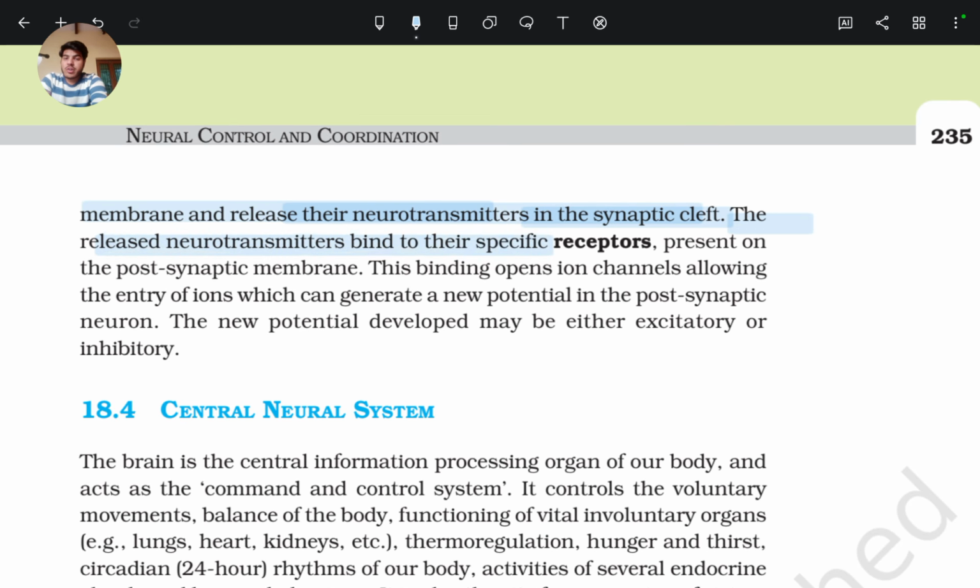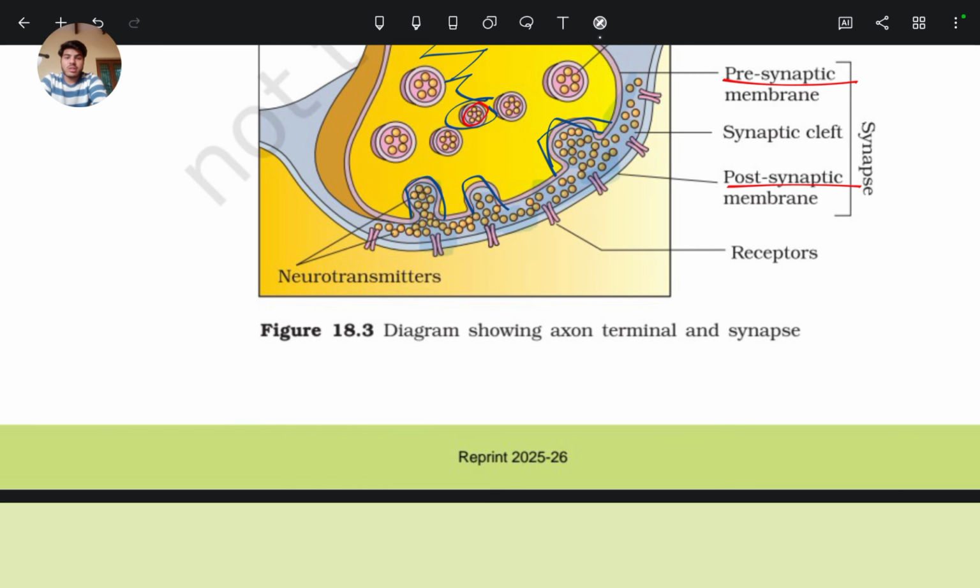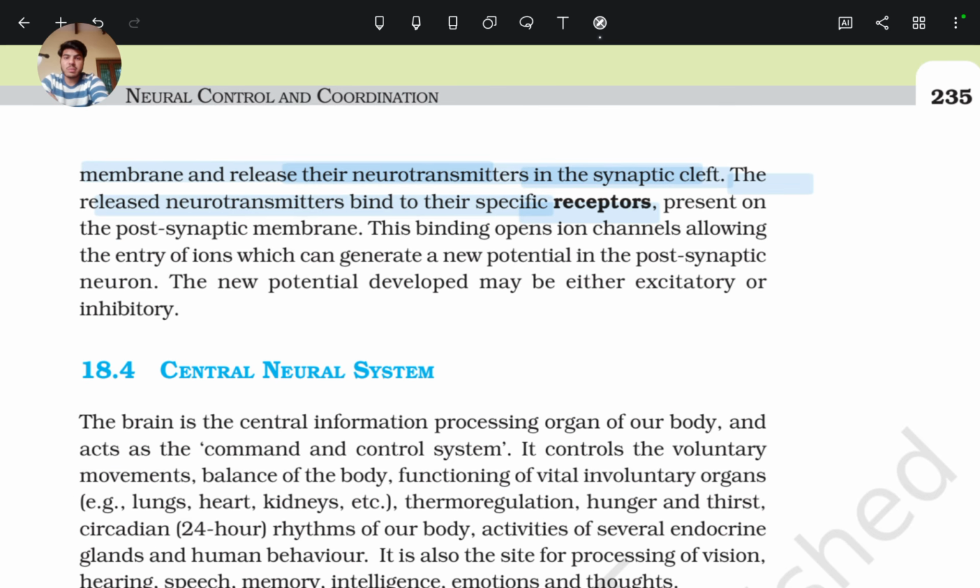The released neurotransmitter binds to its specific receptors present on the postsynaptic membrane. This binding opens ion channels, allowing the entry of ions, which can generate a new action potential.